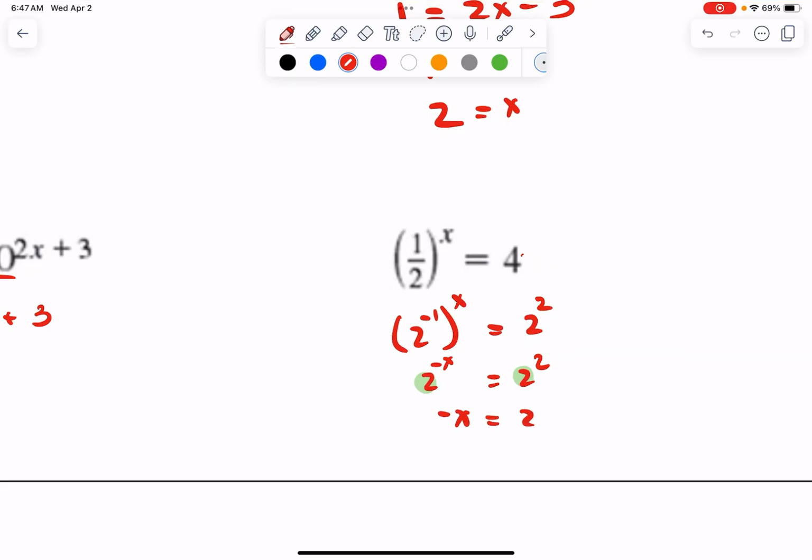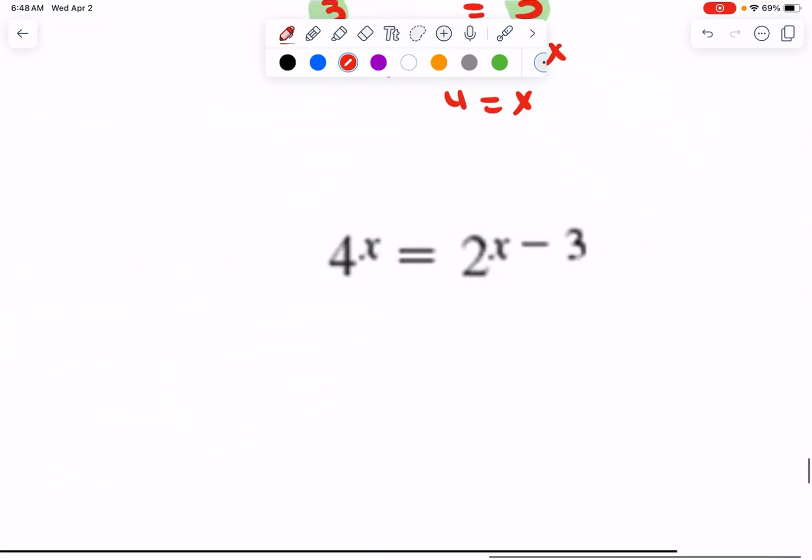Negative x is equal to 2. I'm going to divide by negative 1, so I get x to be negative 2. Let's look at the next one.